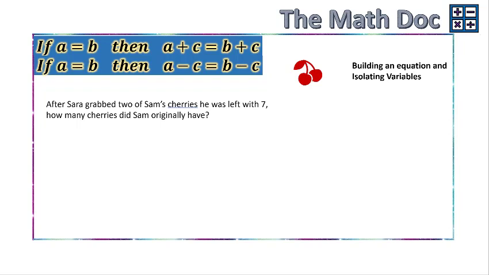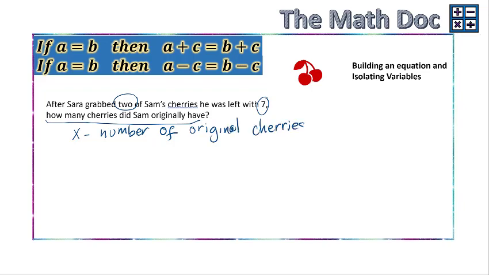Okay, so what do we know? We know that Sarah grabbed 2 of Sam's cherries, and that he was left, after she grabbed them, with 7. Now we can guess how many cherries he had, but let's build the equation. So the question is, how many cherries did Sam originally have? That is our question. That is our unknown variable. So x is going to be the number of original cherries. Or rather, it's the original number of cherries.